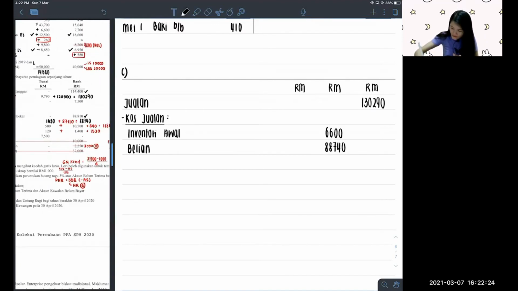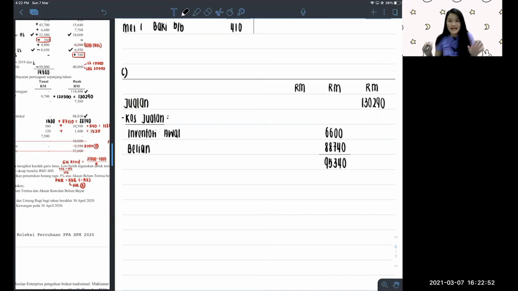88,740. Now y'all can recall, right? Whenever inventory is added with belian, what is that cost name? Is it cost belian or is it cost barang untuk dijual? You must be very clear, guys. Your stages. So you add together and you let me know. Is it KBUD or KB? Cost belian or cost barang untuk dijual after adding together? Okay, yes, that's right. It's KBUD because whenever got inventory, then it's barang untuk dijual.